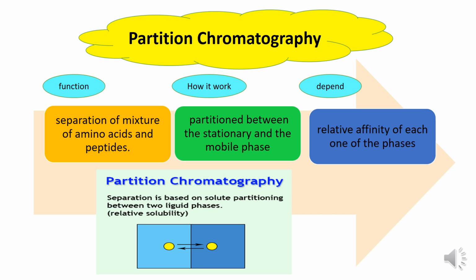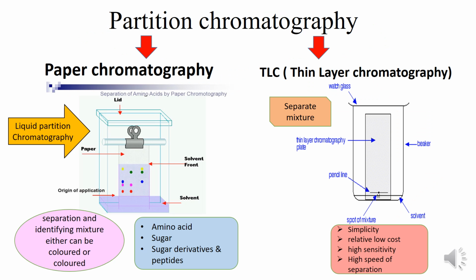Partition chromatography is used for the separation of a mixture of amino acids and peptides. The molecules of the mixture will partition between the stationary phase and the mobile phase. It highly depends on the relative affinity of each one of the phases. Partition chromatography can be undertaken in two ways: paper chromatography and thin layer chromatography.